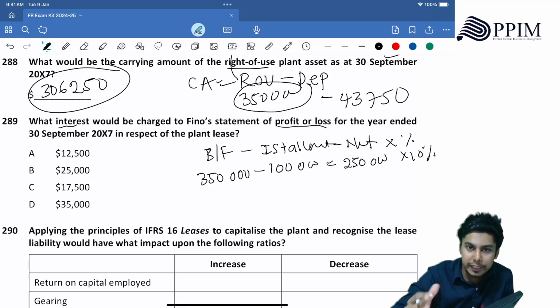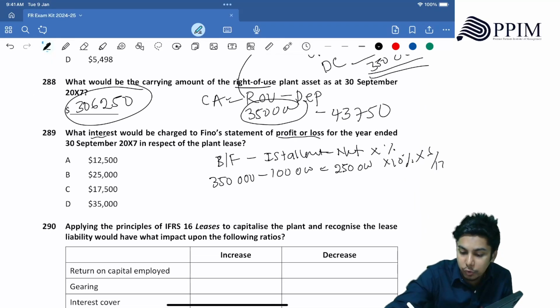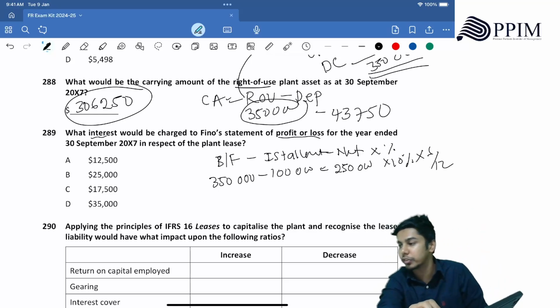Right now, interest you are getting for 1 year. No, is it a 1 year lease? No. How many months? 6 months. Very good. So this answer you have to check into 6/12. Correct, Rifki. Let's check into 6/12.